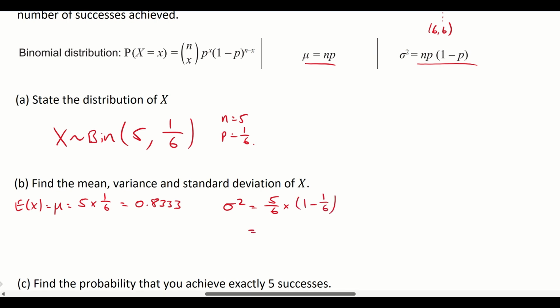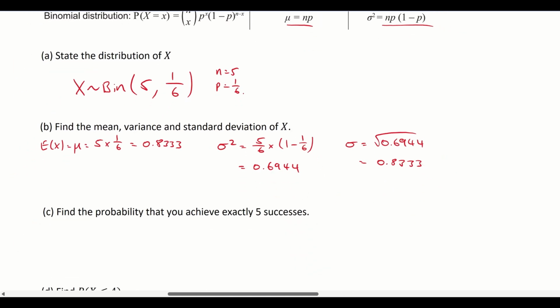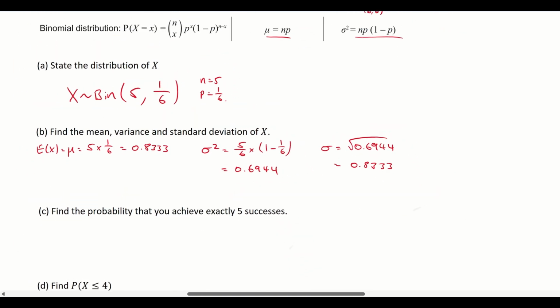And if you pop that into a calculator, you get 0.6944. And then our standard deviation, so just sigma, well, that's the square root of our variance, which again, if you pop into a calculator, you just get the same as the average, 0.8333.